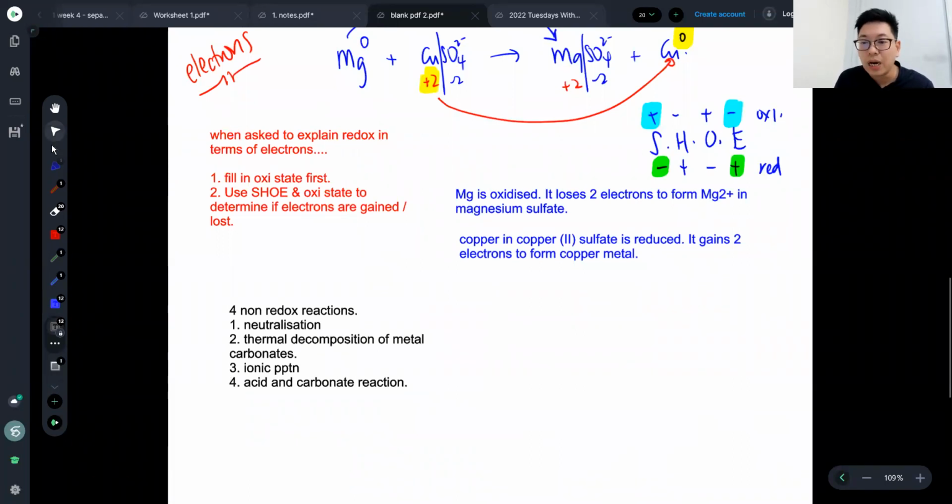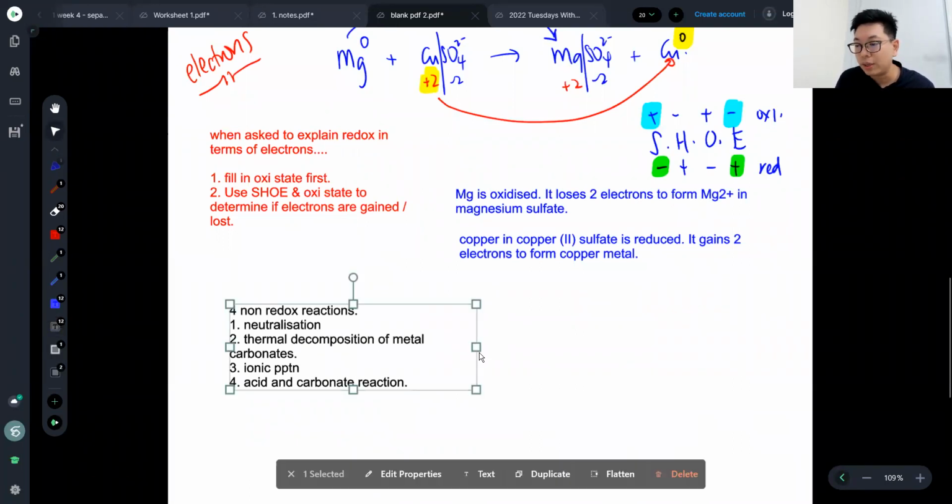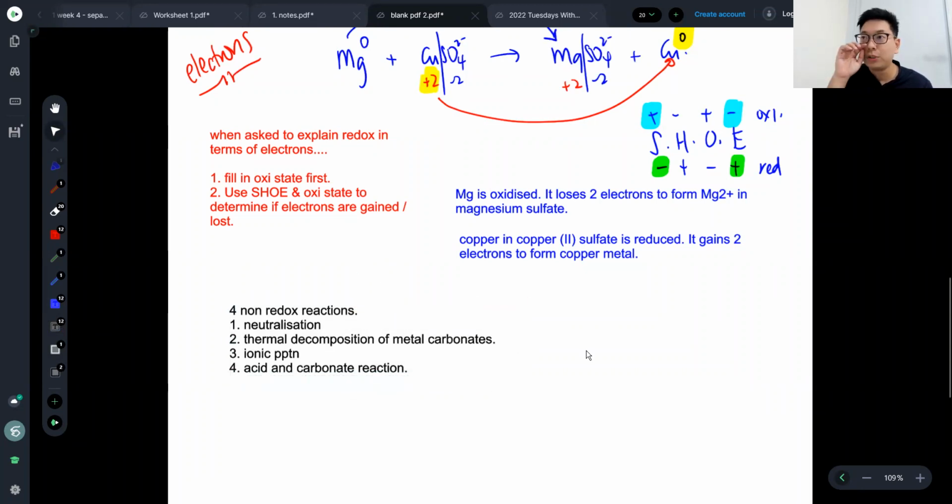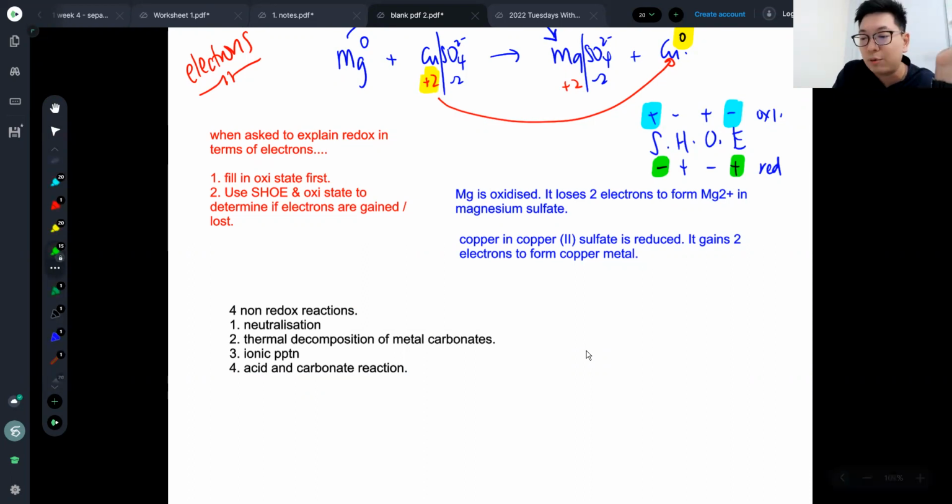Now, why is it I don't encourage you to memorize? Some students are very strong at memorizing, but they just cannot identify a reaction. For example, you go into your exam, you memorize there are four of them, you memorize ionic precipitation. Now, if you're not that good with chemistry, you could be staring at an ionic equation reaction, but you don't know it's ionic precipitation. I don't know whether or not you understand what I'm trying to say.